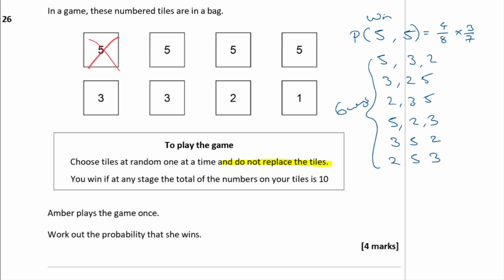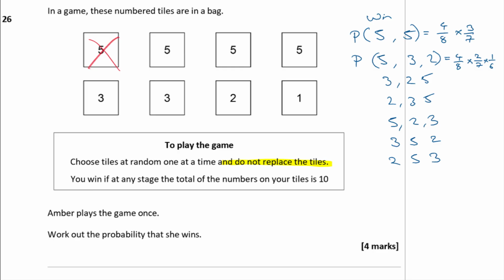Now, if I was working out the probability of a 5, a 3, and a 2, I'm just going to get rid of this 6 ways here. We'll come back to it in a minute. So what's the probability of getting a 5 first time round? Again, it's 4 chances in 8. Then we multiply by our chance of getting a 3, which is 2 chances in 7, and then by the chance of getting a 2, which is 1 chance in 6. So 5, 3, 2 would be 4 eighths times 2 sevenths times 1 sixth.